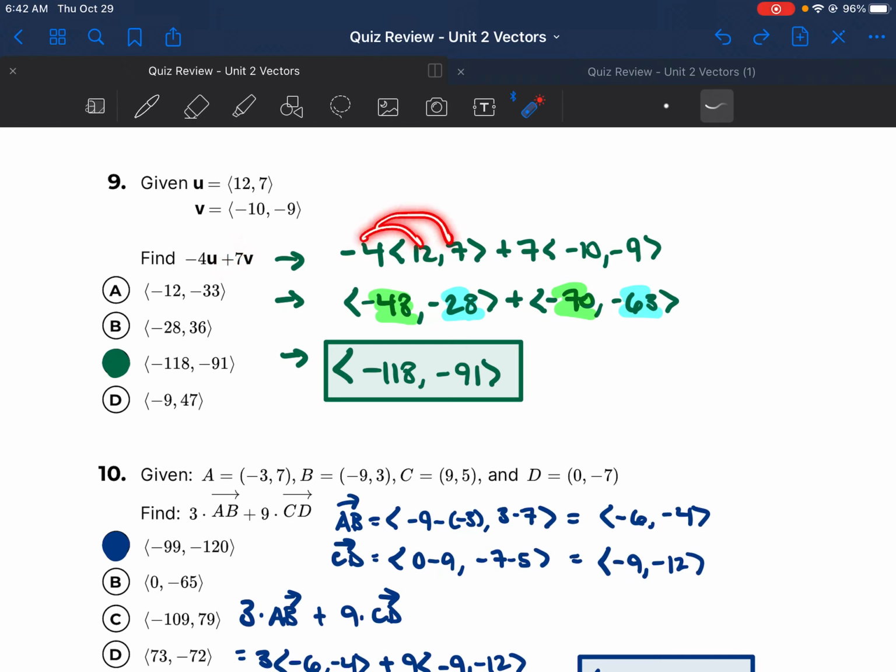So negative 4 times 12, we get negative 48. Negative 4 times 7, we get negative 28. Over here, 7 times negative 10, we get negative 70. And 7 times negative 9, we get negative 63.